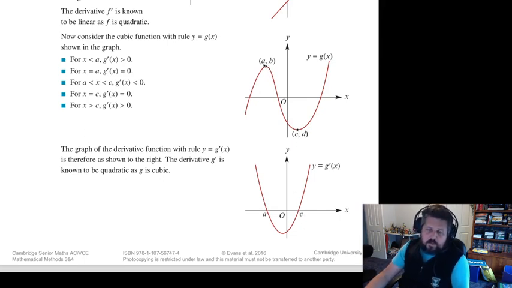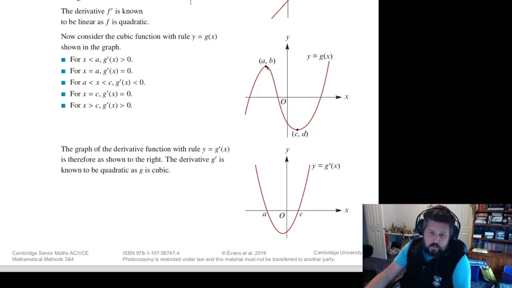Next, we say, okay, to the left of point A, what's the slope? It's going up here in a positive direction. So in the derivative function, to the left of A, it should be in the positive section of the graph. And you can see here, from here, this way, it's all above the x-axis. Yep, it's in the positive section.